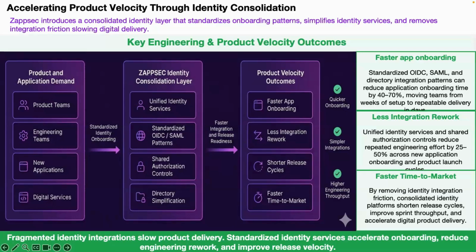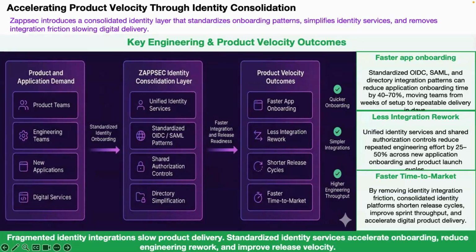Yeah, and I would say engineering throughput improves because teams stop spending cycles on identity plumbing. It's a great point. The sprint drag from the identity work disappears. Release readiness improves because the identity dependency is no longer a variable. The identity team shifts from a bottleneck doing bespoke integrations to a platform team that's maintaining standardized services. Okay. So how should organizations measure this?